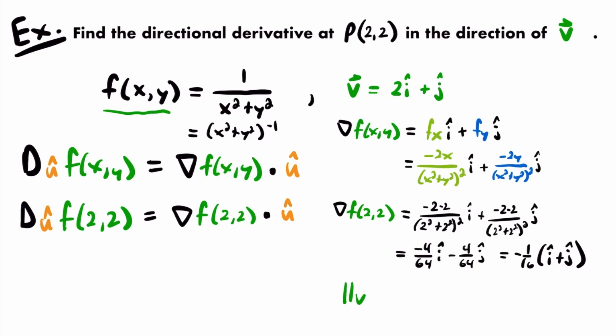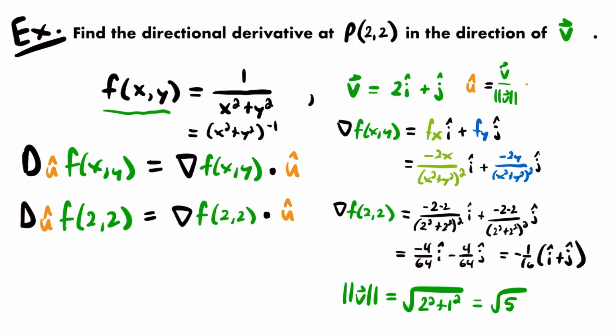The magnitude of v will be equal to the square root of the sum of its components squared. So you'll have 2 squared plus 1 squared, which is equal to the square root of 4 plus 1, which is 5. So you get a magnitude of the square root of 5, which is not 1. So this vector is not a unit vector, but we can turn it into a unit vector because you can find a unit vector by taking a vector and dividing it by its magnitude.